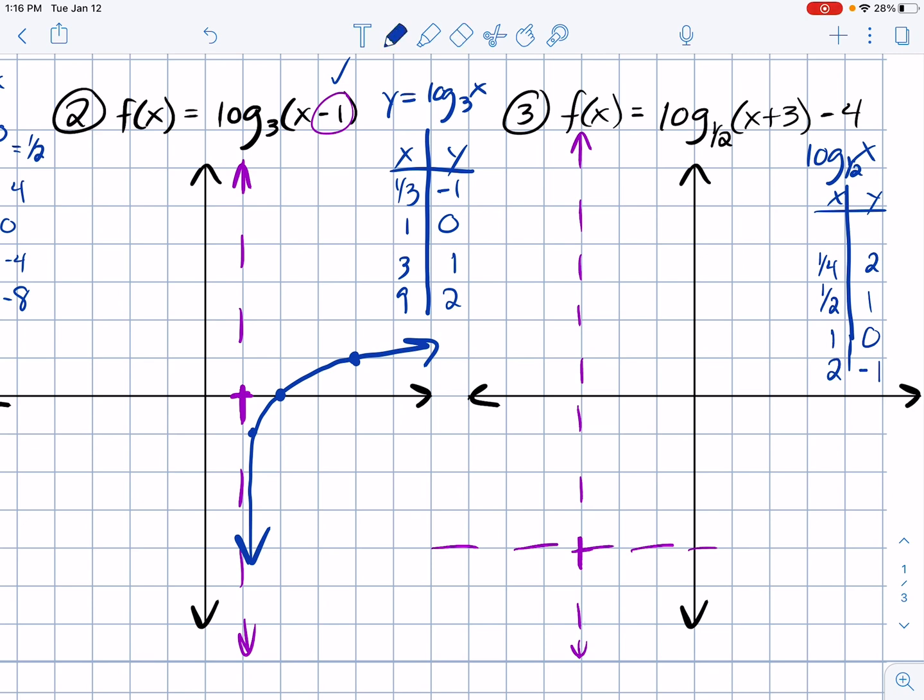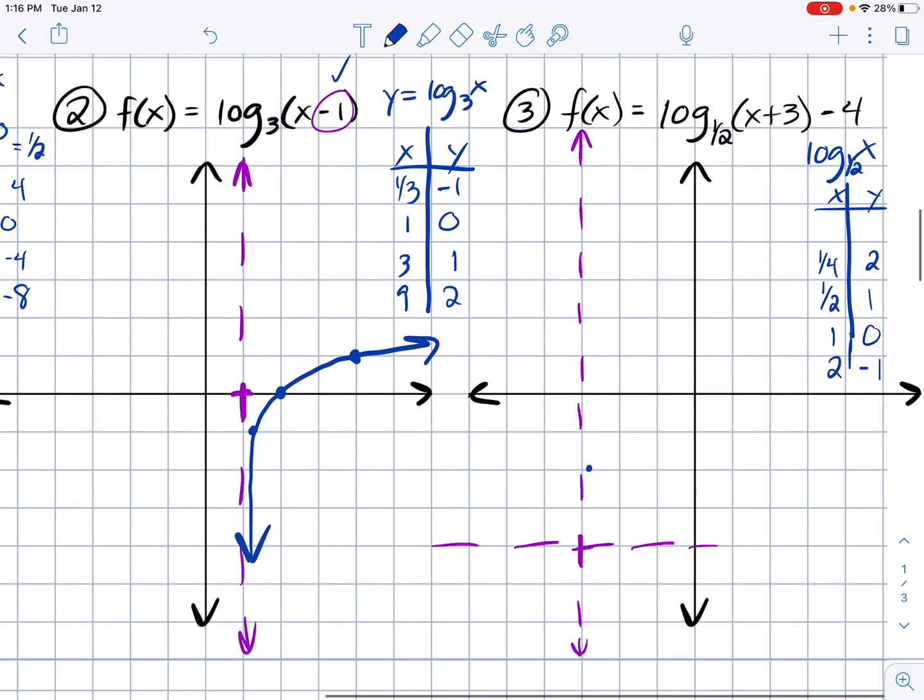1/2 to what power gets us 1/4? That would be +2. Much better. 1/2 gets us 1. 1 gets us 0. And 2 gets you -1. If you wanted one more point on here, you could do 4. 1/2 to what power gets you 4? -2. And we have our graph, graphing from the new origin.